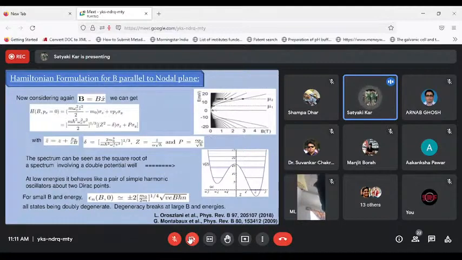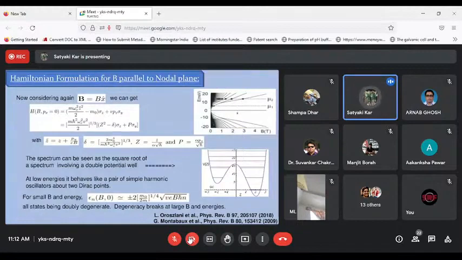So it shows that for small B values, there is double degeneracy in this problem. And then as B is increased, at one point each of those doubly degenerate bands gets split up into 2 non-degenerate lines, as you can see here. And this is happening for both positive and negative energies.